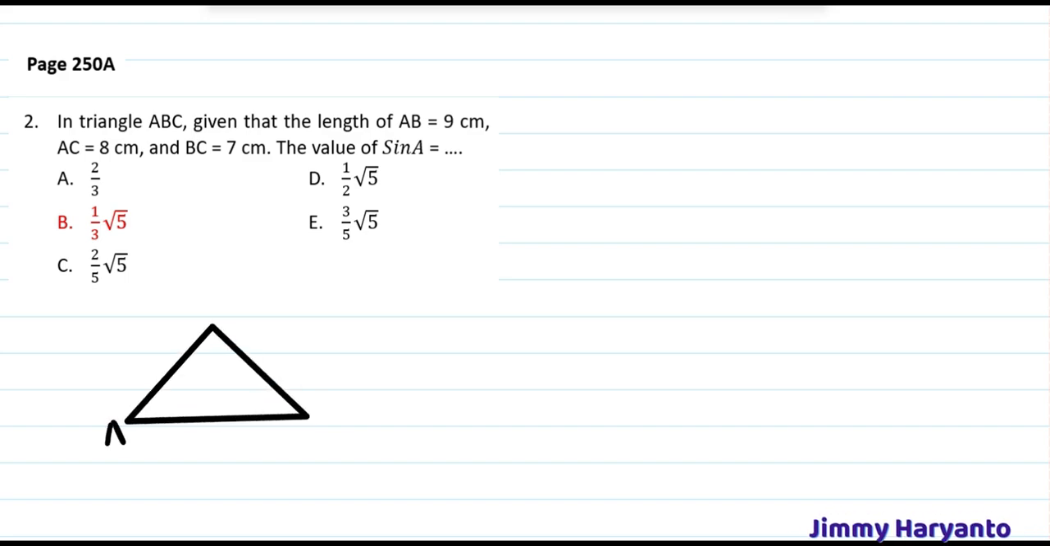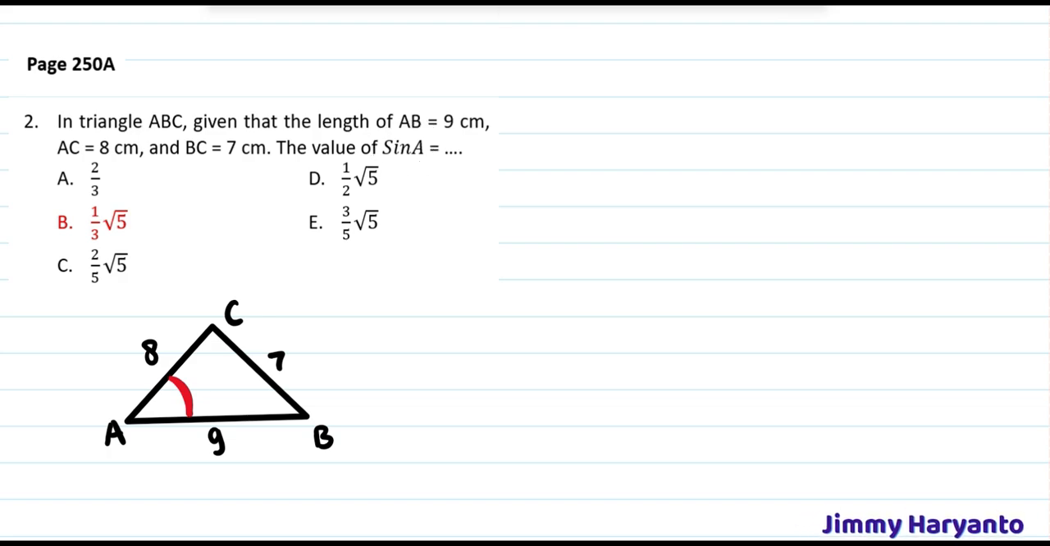Next is question 2. In triangle ABC, draw the triangle first. This one is A, this one is B, this one is C. AB is 9, AC is 8, BC is 7. The question wants you to find the value of sine A. In this picture, we only have one angle, which is A. That means we have to use the cosine rule, even though the question wants you to find sine A.